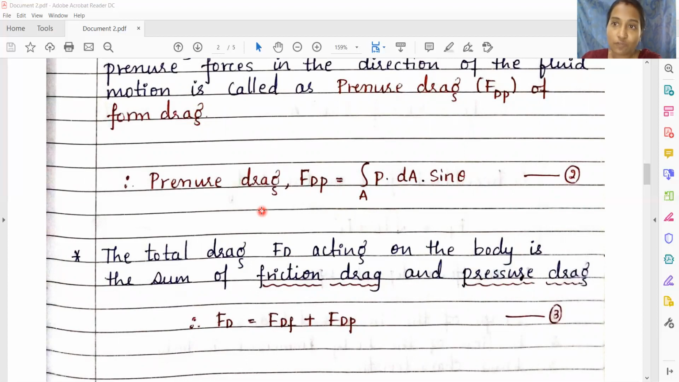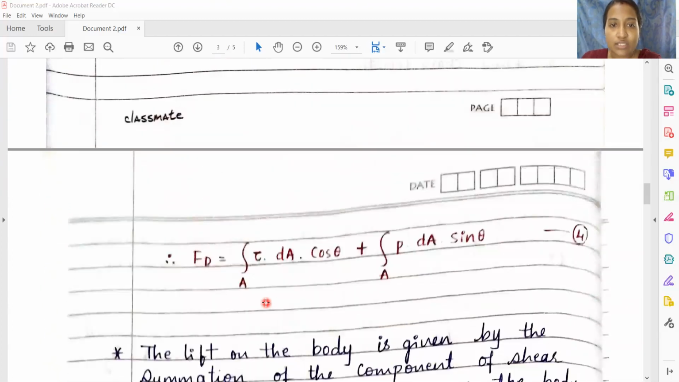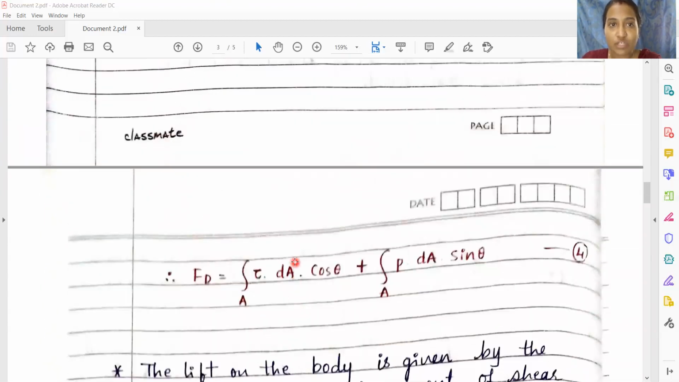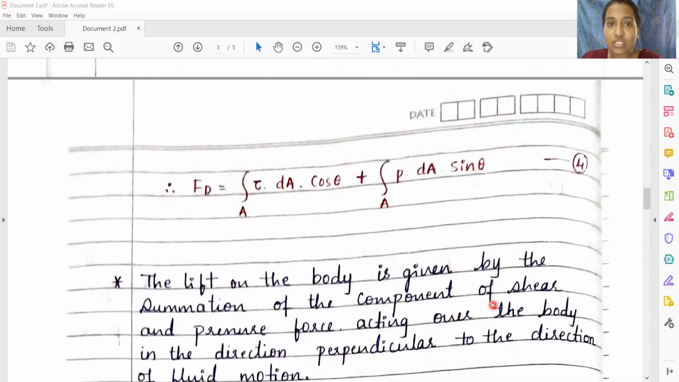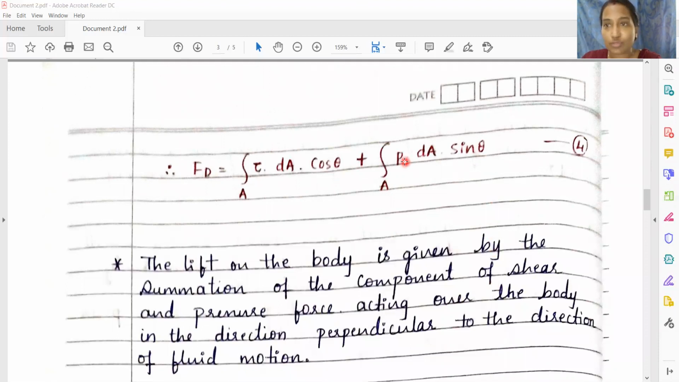Then the summation of friction drag and the pressure drag gives you what? The drag force here, total drag. So write down the same equation here. In the place of this, F_DF = ∫τ dA cos θ and F_DP = ∫P dA sin θ here. Next, so this is how about your drag forces.